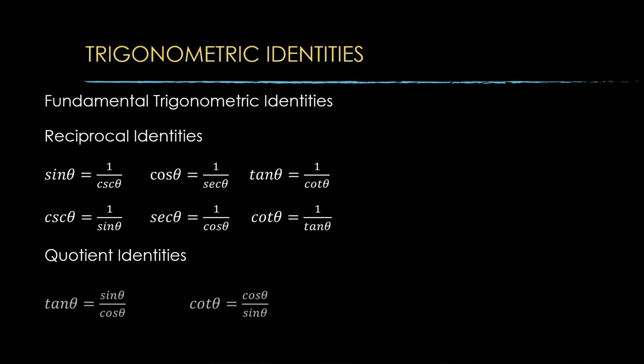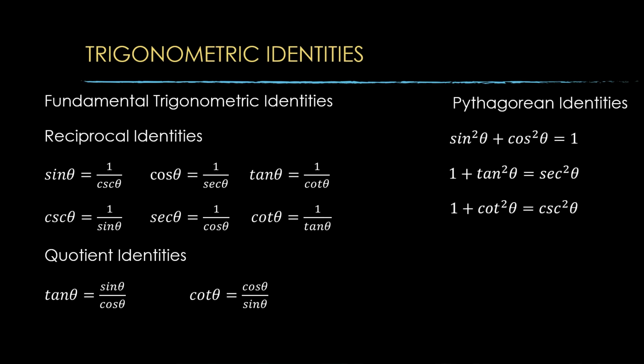For the quotient identities, again, tangent theta is basically equal to the sine of theta all over the cosine of theta. And our cotangent is the reciprocal of our tangent. So if the tangent is sine over cosine, cotangent is basically cosine over sine.